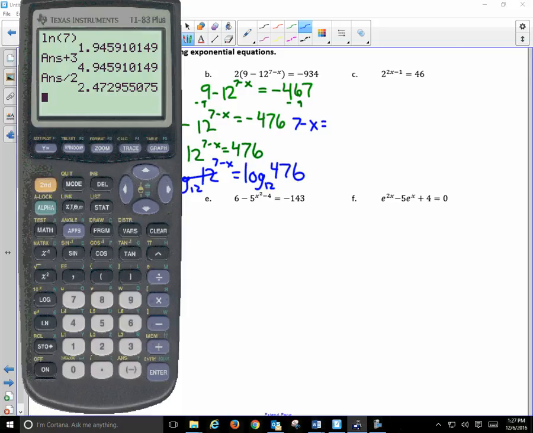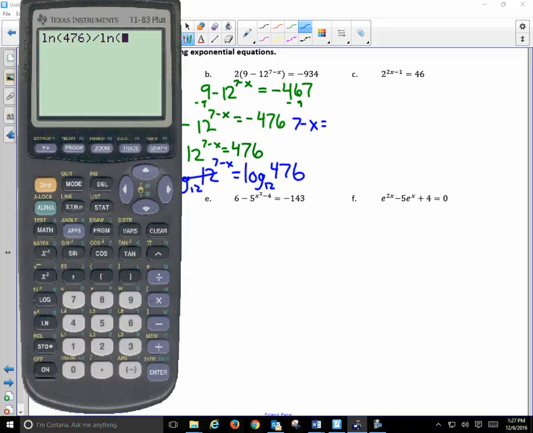So 7 minus x is equal to that thing. I'm going to punch in my calculator: log of 476 divided by log of 12. You could press log or natural log as long as it's the same base. If you do log divided by natural log, then that won't work. But I get the same answer as you. We're going to subtract 7 and then divide by negative 1. And we get x is equal to 4.519.